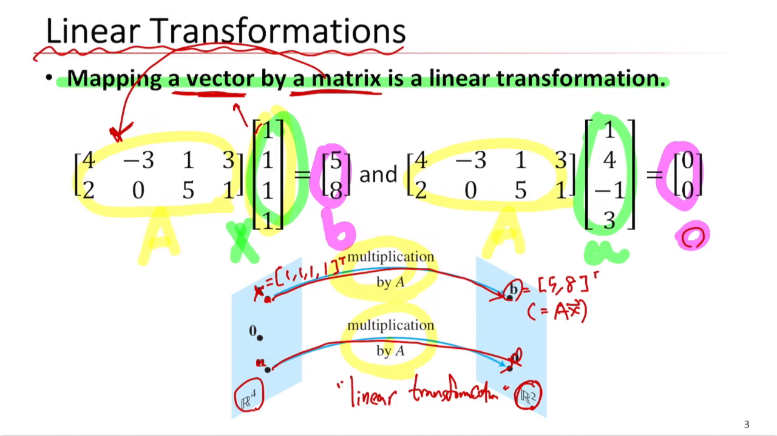Why do we need a linear transformation? Actually, we already learned what Ax equals b is and why Ax equals 0, or Au equals 0, something like that. But by introducing the concept of the linear transformation, we can think of the matrix multiplication as some kind of transformation.